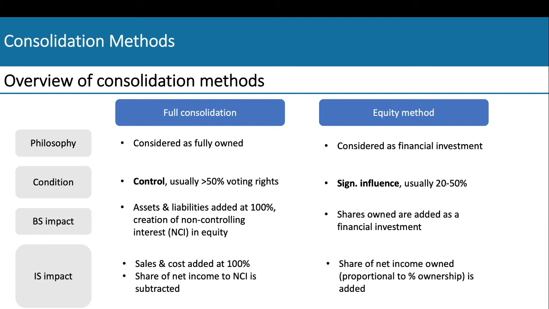On the other hand, for the equity method, you consider the subsidiary as a financial investment. Usually you require significant influence, which means 20 to 50%. The shares owned are added as a financial investment on the balance sheet, and a share of net income, proportional to the percent of ownership, is added on the income statement.